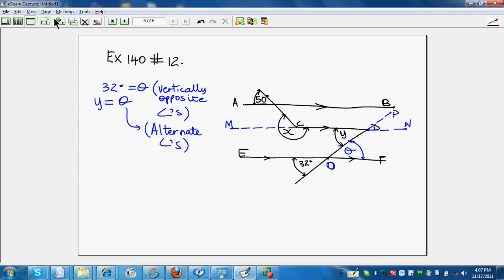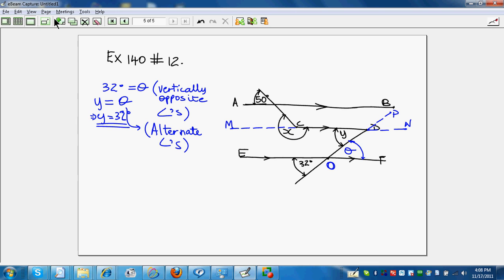Okay? So angle y therefore must be equal to 32 degrees. And therefore that's one of the solutions that they are looking for. Angle y equal to 32 degrees. That's one of the solutions that we were looking for.